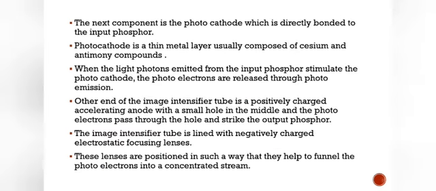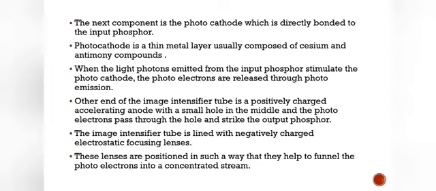So the next component is the photocathode. This photocathode is directly bonded to the input phosphor. The photocathode is a thin metal layer usually composed of cesium and antimony compounds. These are chemical compounds, and when the light photons are emitted from the input phosphor, they stimulate the photocathode. Then the photoelectrons are released through photoemission.